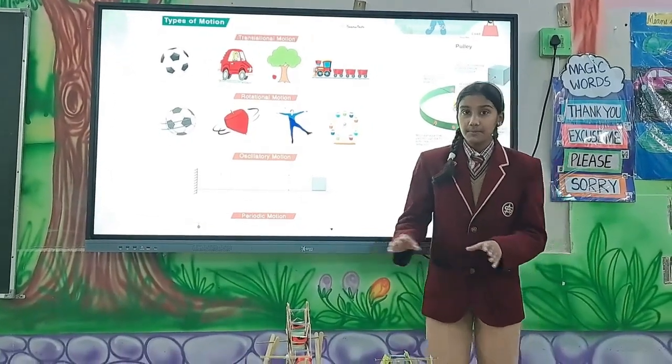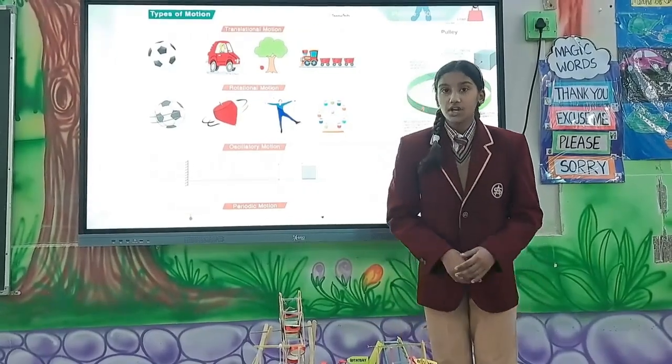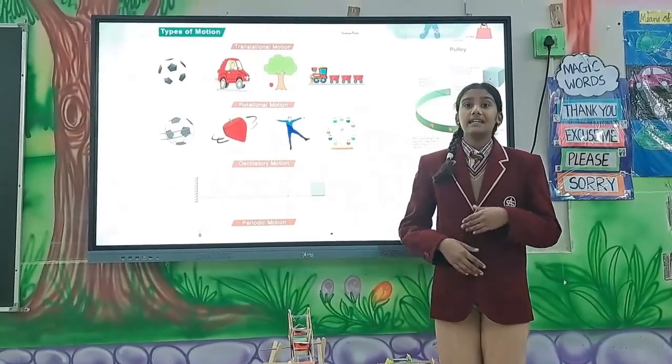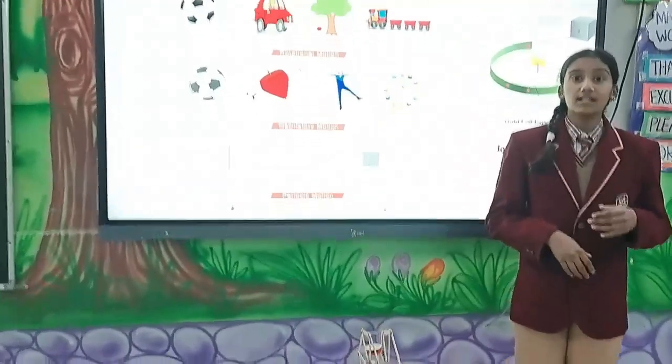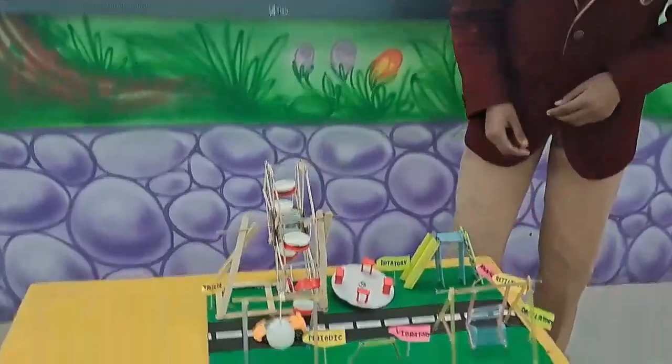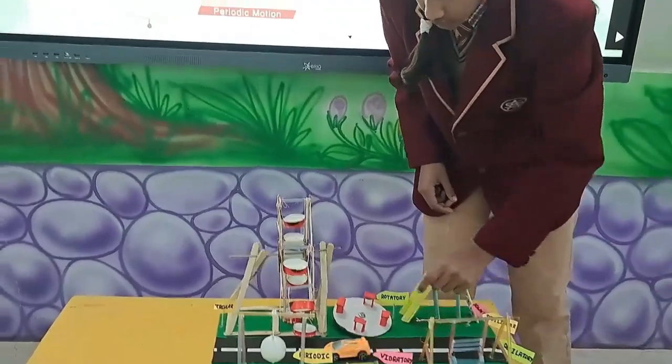Here we have types of motion. First we have rectilinear motion. What is rectilinear motion? Rectilinear motion is defined as any motion in which an object follows a regular path. Here we have this car moving on a straight road.